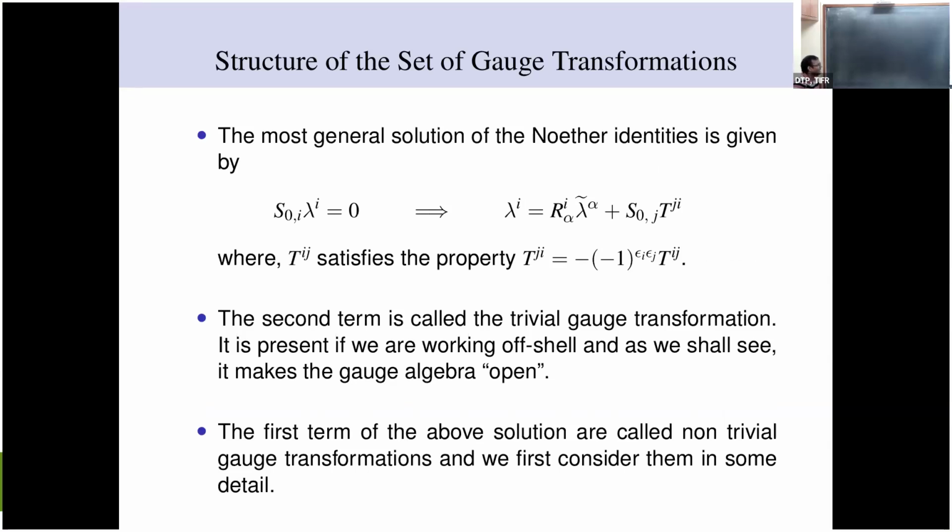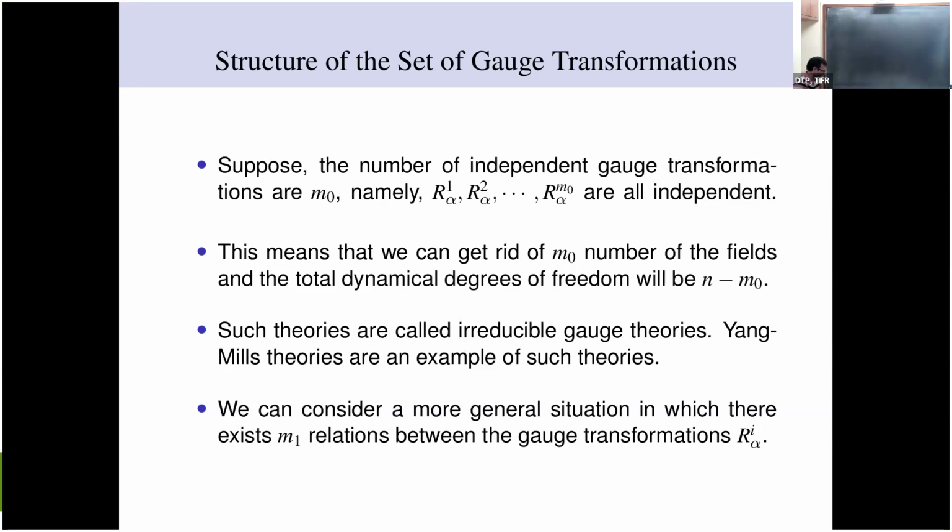This R_i alpha, this lambda tilde, this particular term, which is non-trivial. Suppose the number of independent gauge transformations is m naught. So basically you have R1 alpha, R2 alpha, up to R_m0 alpha. They are all independent, for different fields, running from 1 to m naught.